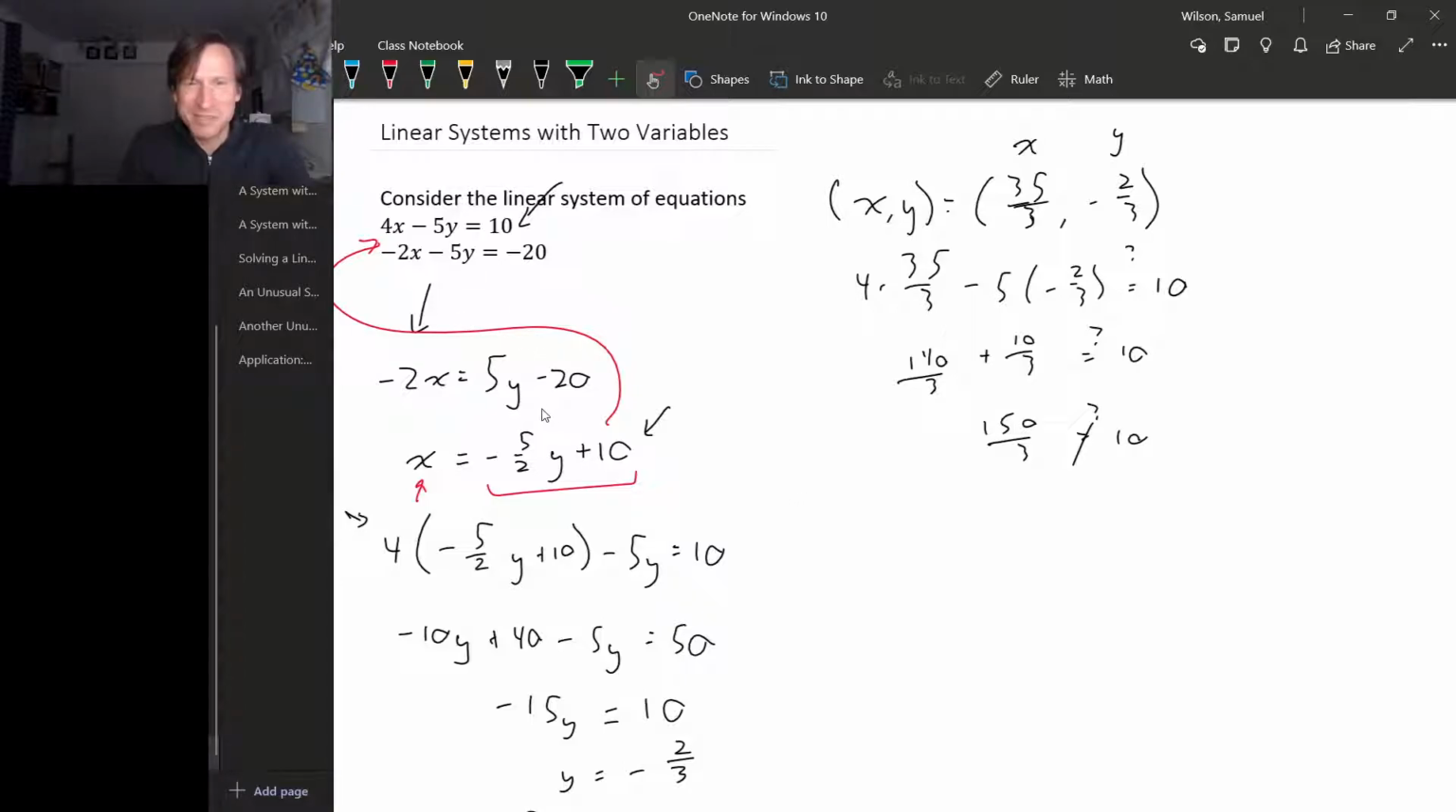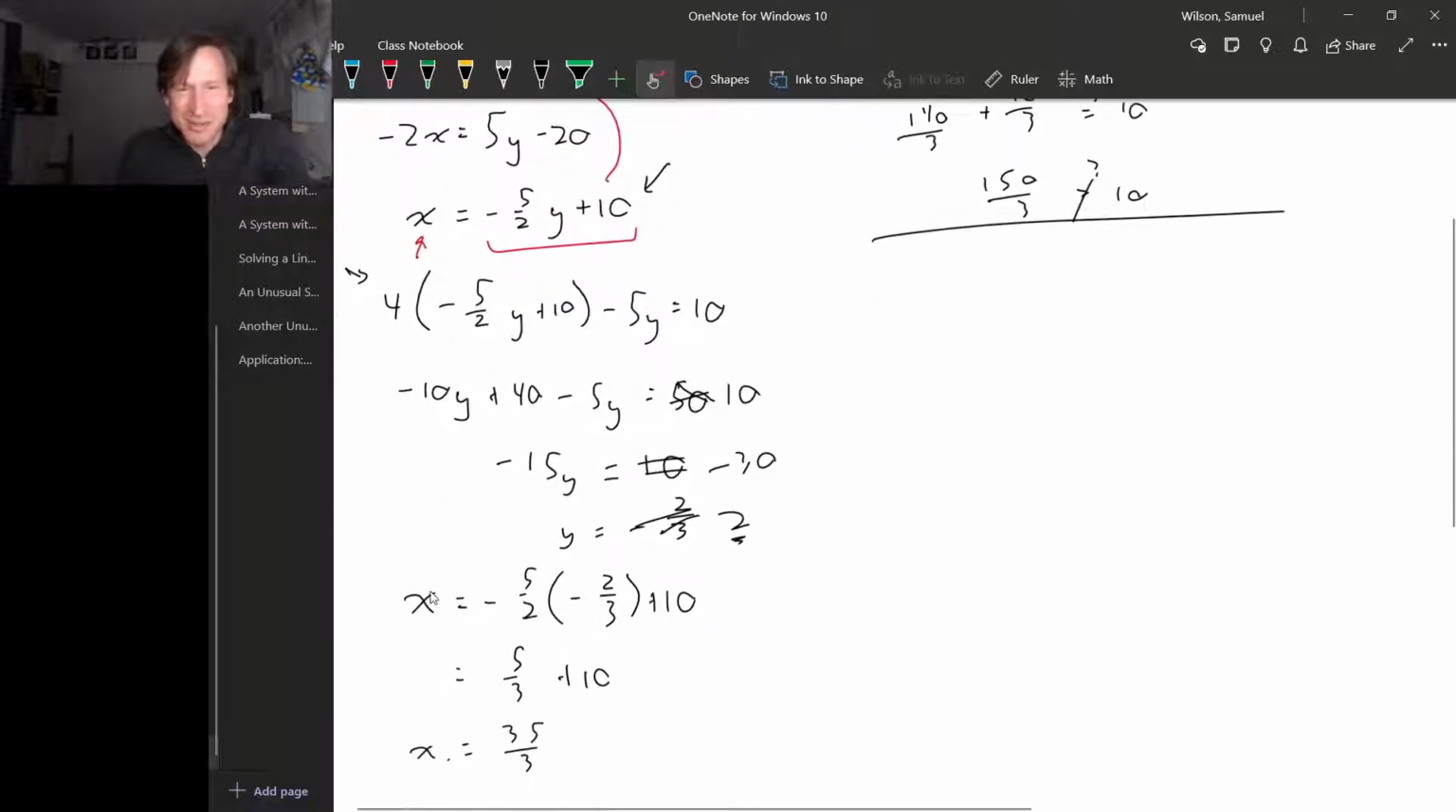So where did I make the mistake? Let's see. This is okay. Dividing by -2. Oh, how'd this become 50 right here? This shouldn't be 50. This should be 10. And so this should be -30. And so this should be 2. Okay. All right, so now we can take our 2 and plug it into the equation to get x.